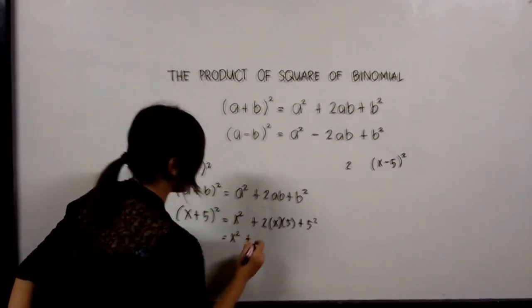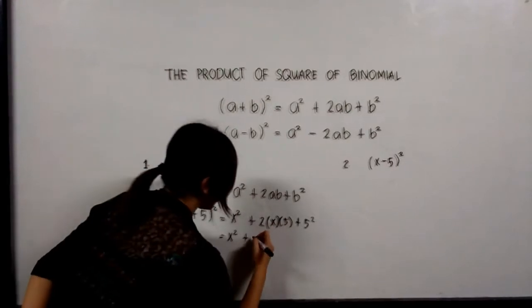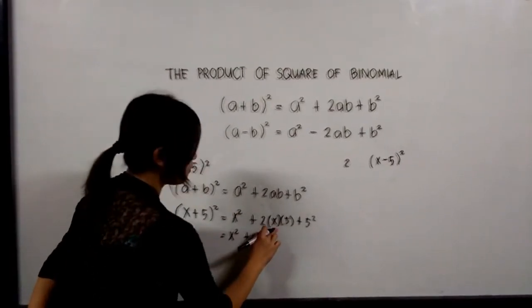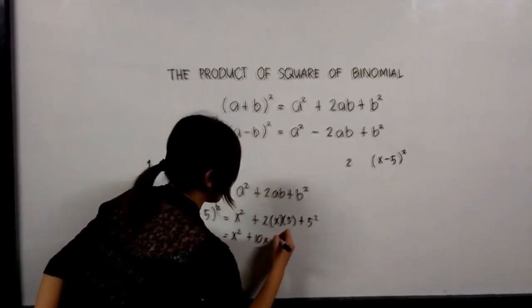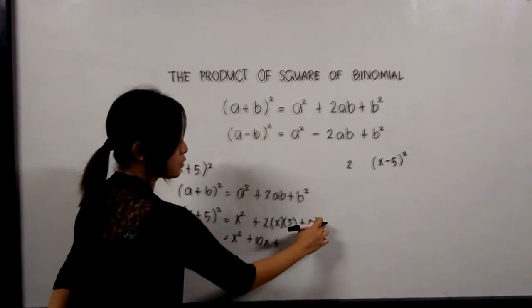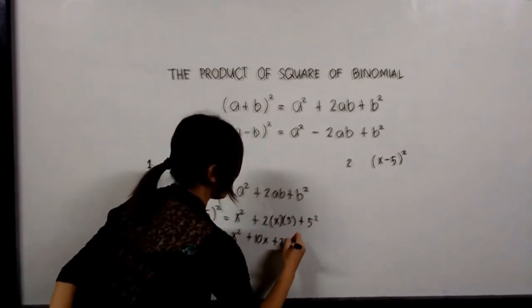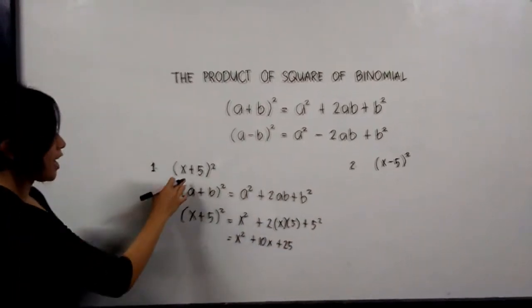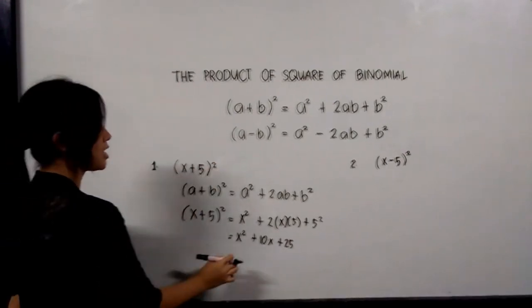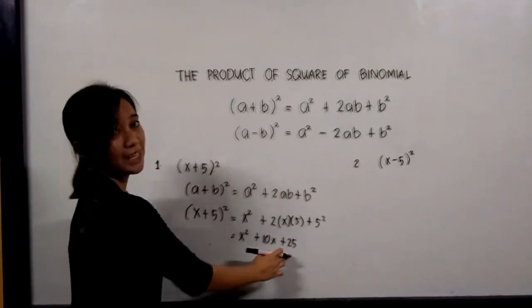x squared, plus 2 times 5 is 10x, and b squared, 5 squared, is 25. So the product of (x + 5) squared is x squared + 10x + 25.